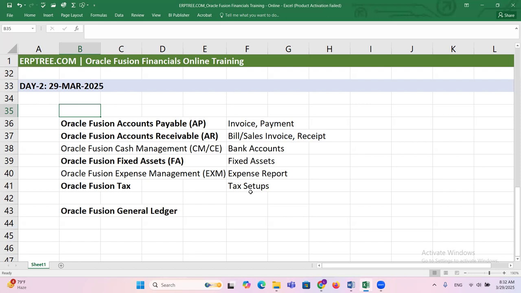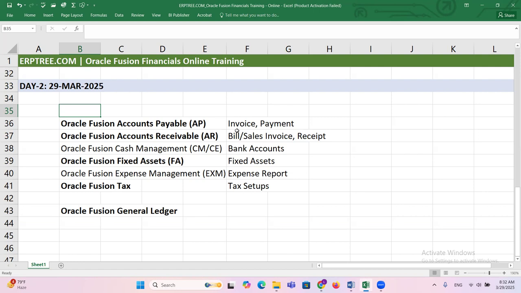Now, in Fusion Tax, we are not going to record any transactions. This will facilitate tax calculation wherever tax is applicable. Where is tax primarily applicable? In payables and receivables. Yes, the Fusion Tax application facilitates the setups. Those setups will help us calculate the tax automatically whenever you create an invoice in payables or a bill in the receivables application.